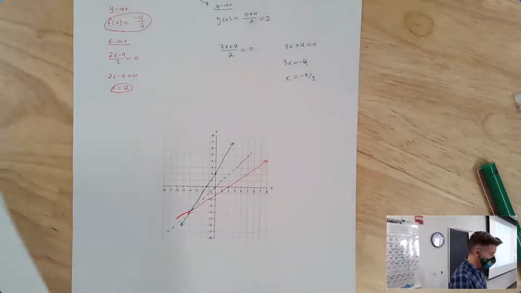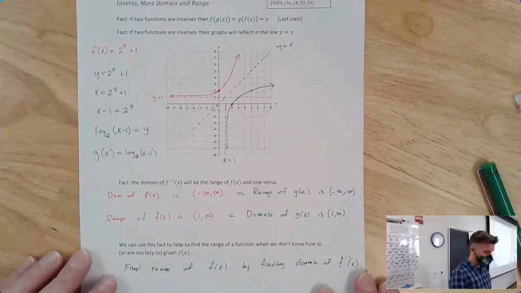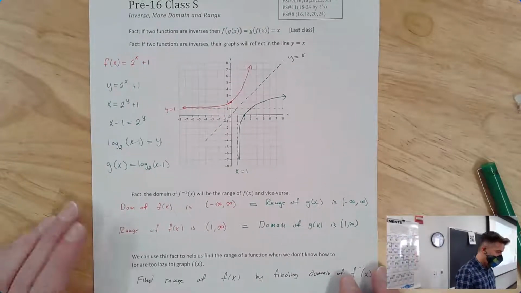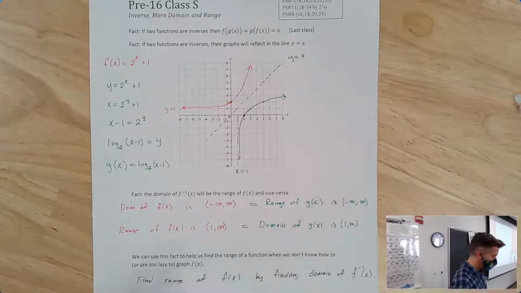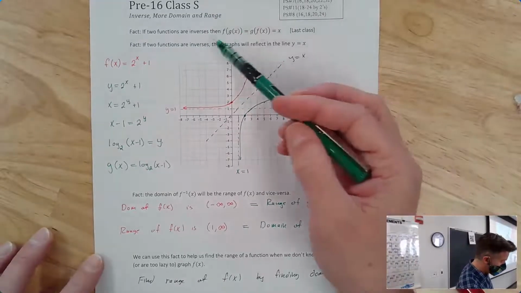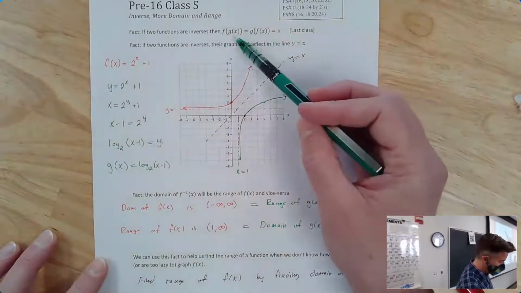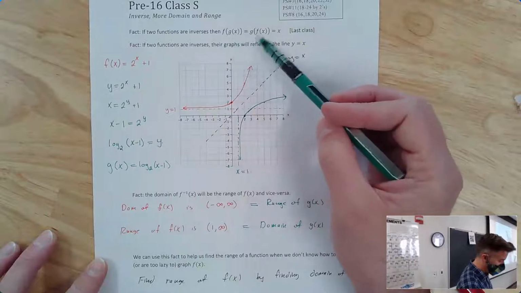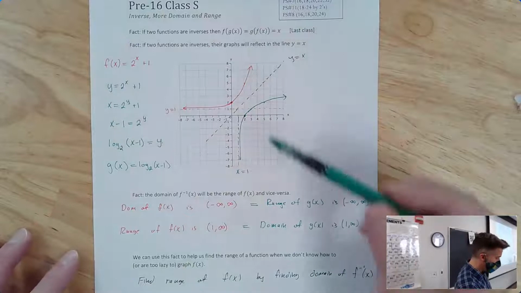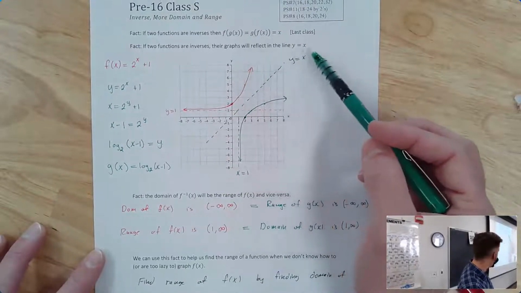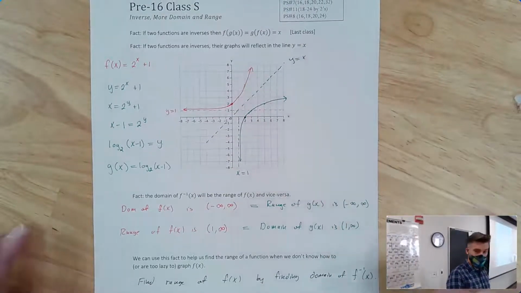So real quick, for those of you who just got to join us, we're talking about how inverse functions and regular functions, or the functions they're inverses of, have interchanged domain and range. So a couple things from last time. If functions are inverses, then we know that f of g of x equals g of f of x is equal to x. And if functions are inverses, we know their graphs are going to reflect in the line y equals x.